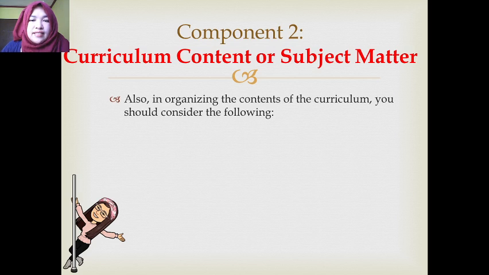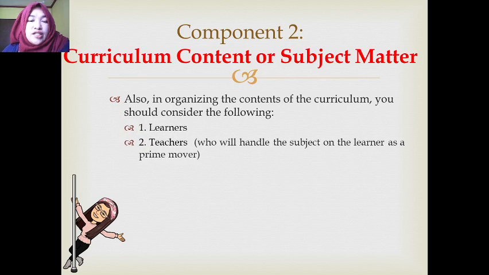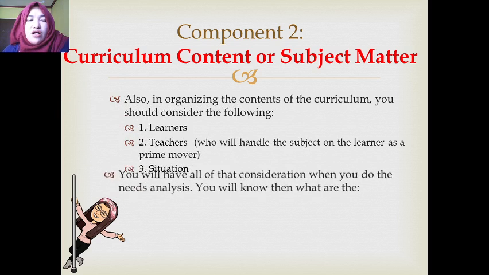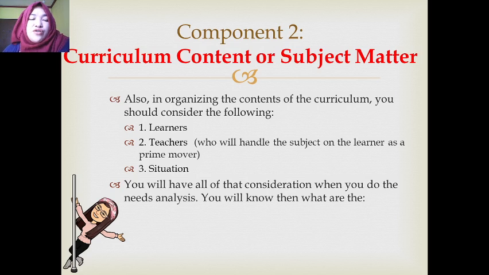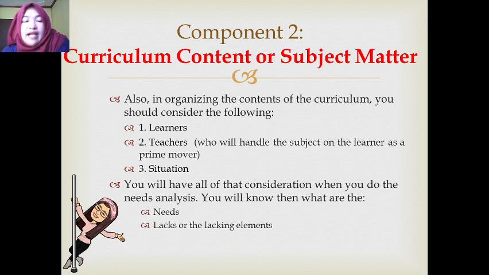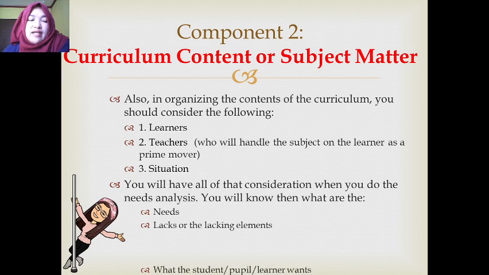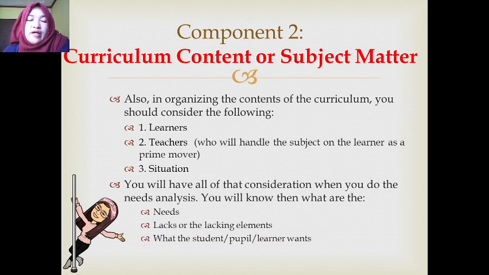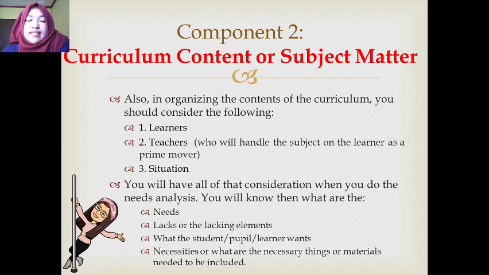Also, in organizing the contents of the curriculum, you should consider the following. You should consider the learners, the teachers who will handle the subject, and the learner as a prime mover. And also, you should consider the situation. You will have all of that consideration when you do the needs analysis. After you do the needs analysis, you will know what the needs are: what are the lacking elements of the content, what the student, pupil, or learner wants, and the necessities, or what are the necessary things or materials that need to be included.